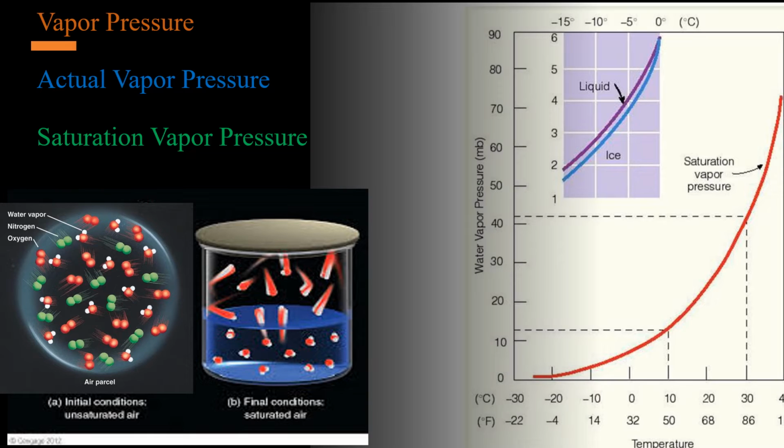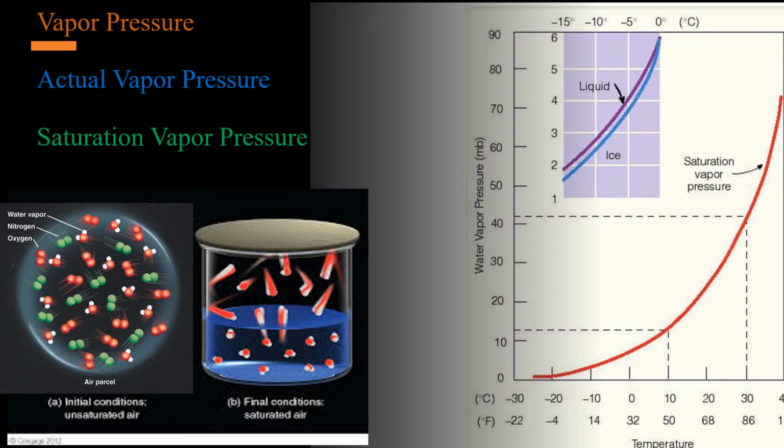So the partial pressure of water vapor would be the actual vapor pressure. So water will contain only 10 millibar because the water content was 1%. So the partial pressure of the water vapor is called actual vapor pressure.